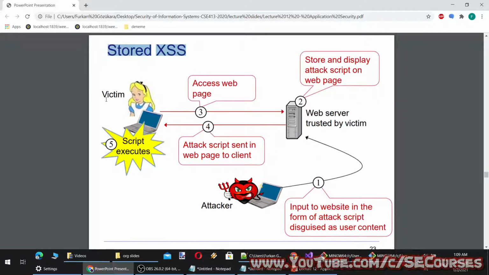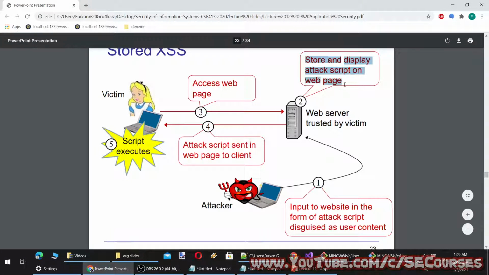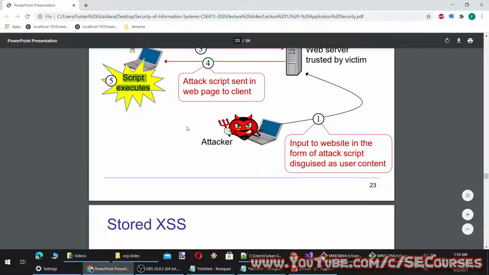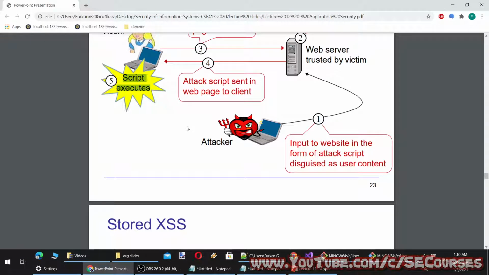Stored XSS. So what is stored XSS? The attacker inputs to a website an attack script in the form of user content; the web server, trusted by the victim, stores and displays the attack script on the web page; when the victim accesses the web page, the attack script is sent in the web page to the client, and the script executes. So stored XSS basically means that when you display a page, a malicious script sent by another user or hacker is being displayed on your page.